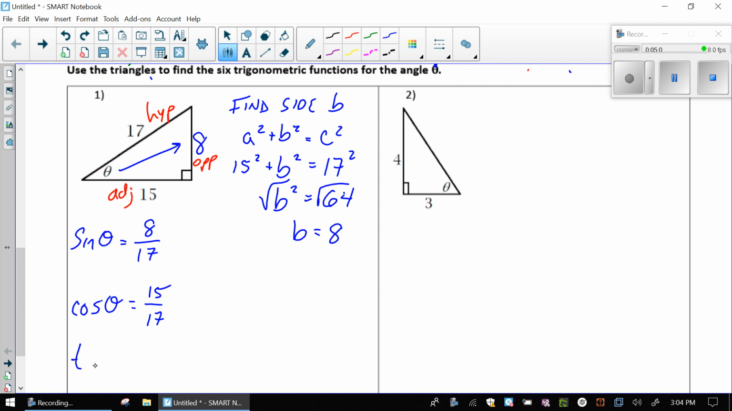And tangent theta equals opposite over adjacent, which is 8 over 15. So now, really, the reciprocal function is easy. You just got to remember to match which ones match. So remember that each pair has a co. So sine goes with cosecant, and we just flipped the reciprocal. Cosine goes with secant. Those are reciprocals. We flip it over. And tangent goes with cotangent.